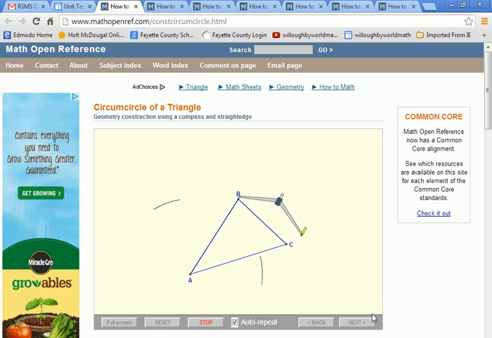Mine's not good either. Mine's not even touching. Mine's outside. Yeah, mine's inside. Yeah, mine's outside of the triangle. Oh yeah, because my triangle has an obtuse angle.